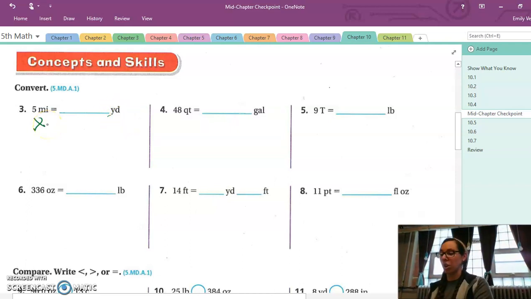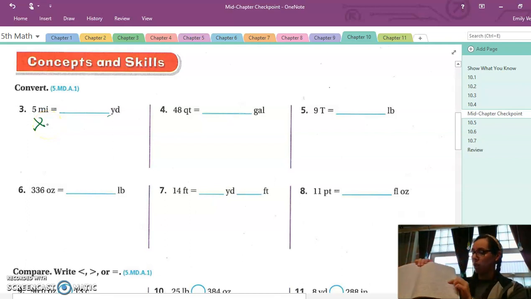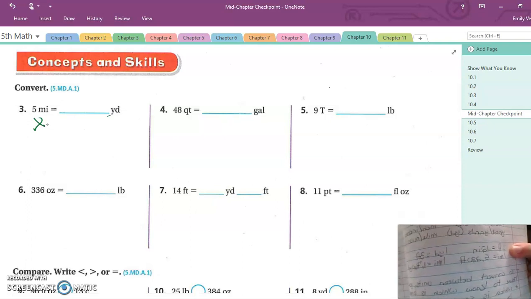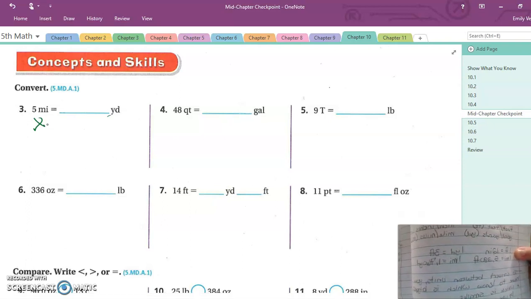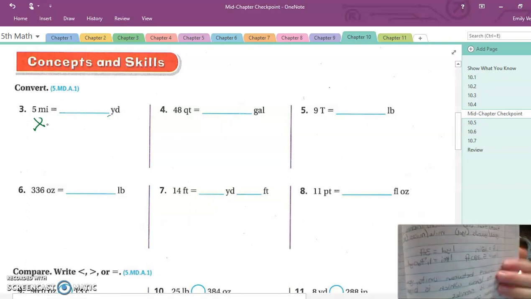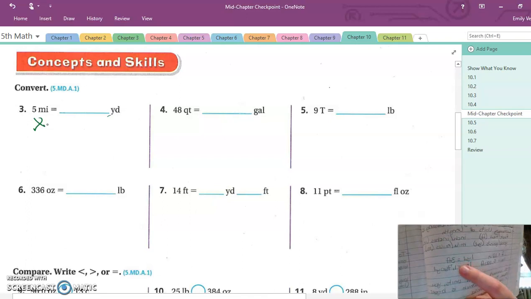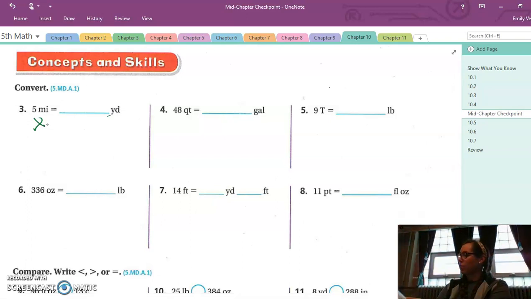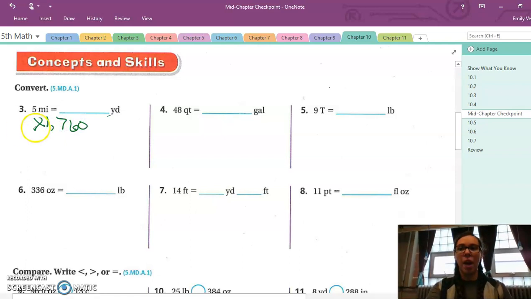So I'm going to show you my chart here. I don't know how well you'll be able to read it. This is where we're at in my notebook here. I need a conversion from miles to yards, which I see right here. And it says there are 1,760 yards in 1 mile, and we have 5 of those. So I'm going to take this times 1,760. Okay? And they give you plenty of room.